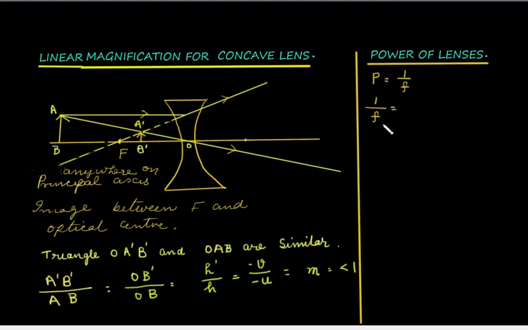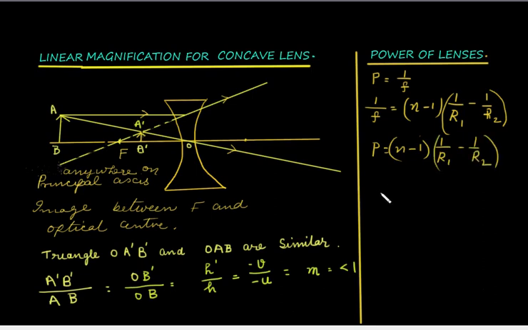We have already seen lens maker's formula, which gives the relation between focal length, refractive index of the medium, and radius of curvatures of the two sides. What is that? It's equal to n minus 1 into 1 by R1 minus 1 by R2. If you press the I icon on the right hand top corner, you can directly refer this video where we have derived lens maker's formula. So from these two equations we can write power is equal to n minus 1 into 1 by R1 minus 1 by R2. This is the expression for power.